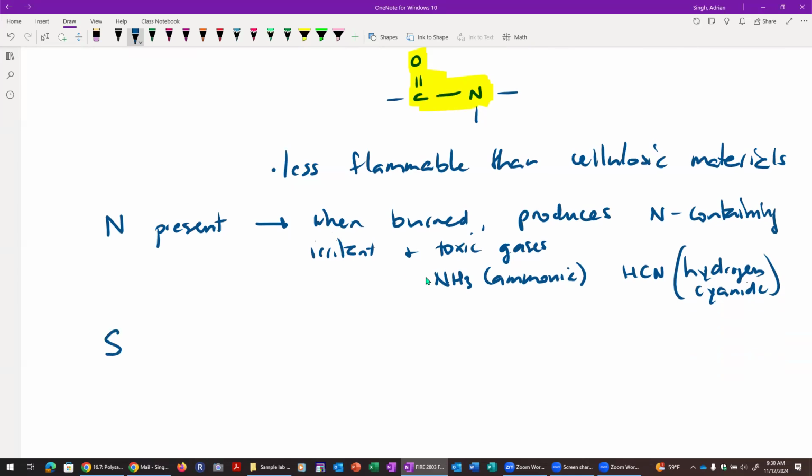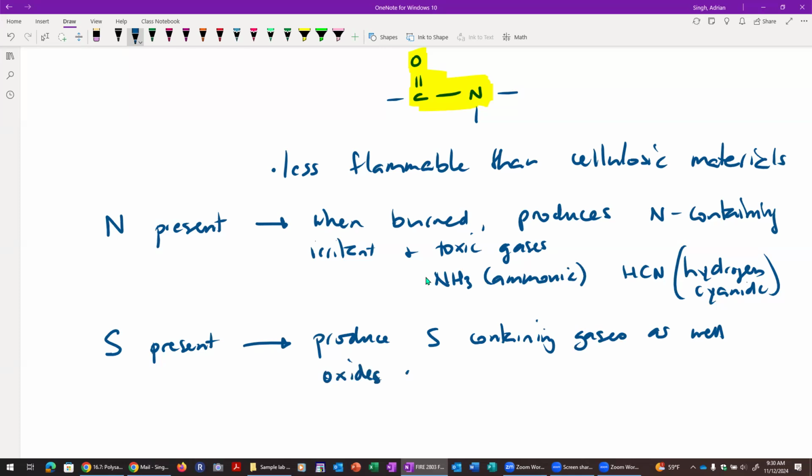The presence of sulfur in some of these protein polymers can produce additional products as well. So these would produce sulfur-containing gases, typically oxides of sulfur, like sulfur dioxide, SO2, etc. And those are also inherently more poisonous or more toxic to living things than carbon dioxide or water vapor.